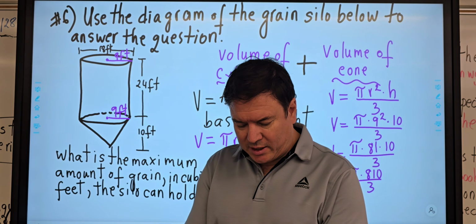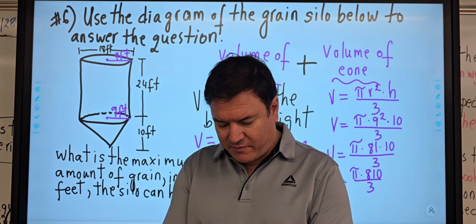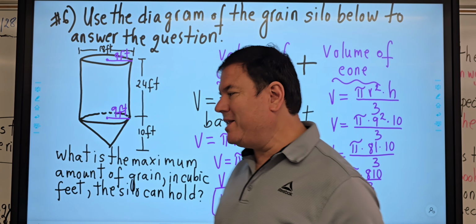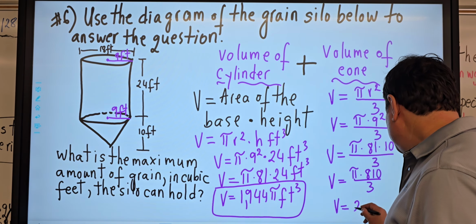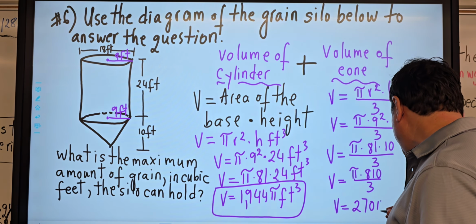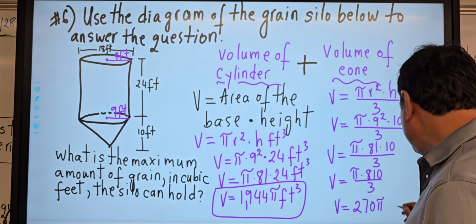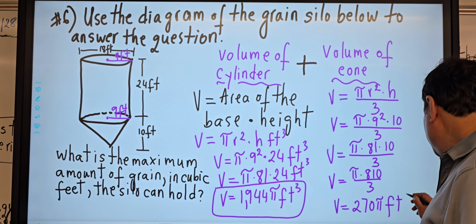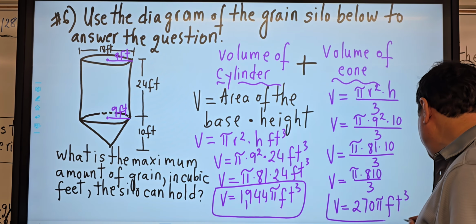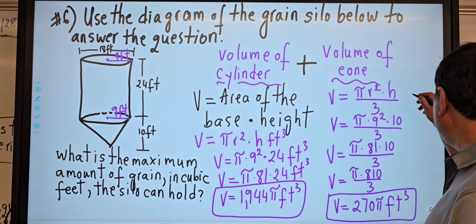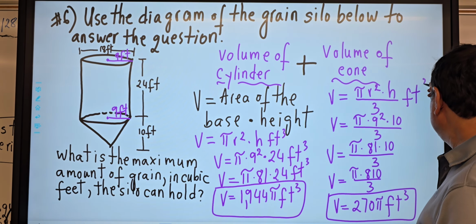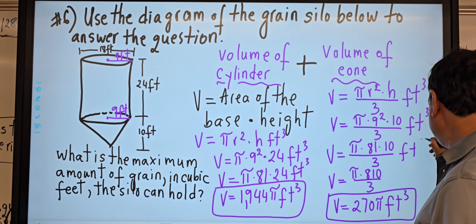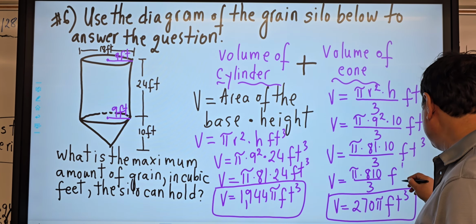And let's see what we get now. 810 divided by 3, and we get 270. So it's going to be 270 pi. And don't forget the cubic feet again. Feet cubed, don't forget that.